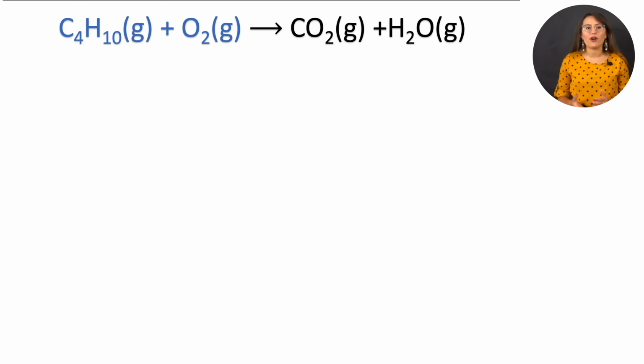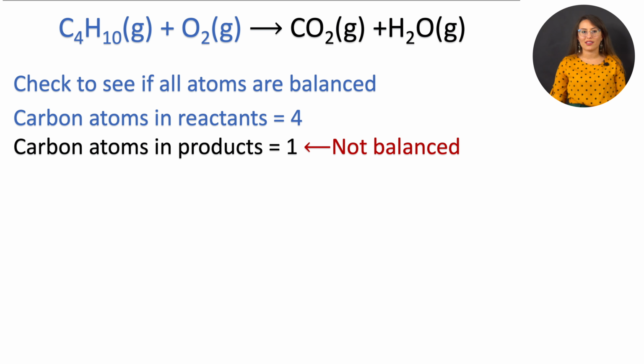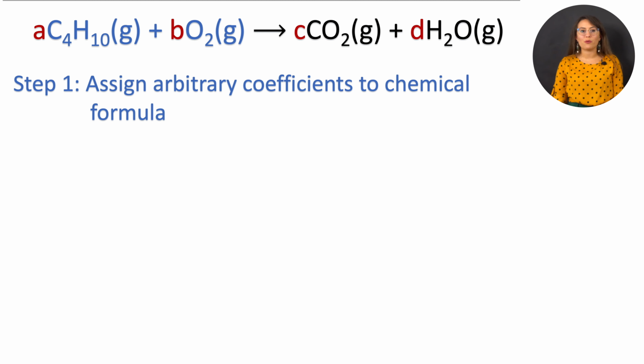Let's take, for example, the following combustion reaction: C4H10 gas reacts with oxygen gas to form CO2 gas and water. Well, right off the bat, we can see this reaction is not balanced because we have 4 carbons on the left and 1 on the right. This tells us we need to balance our equation. Step 1, we need to assign our variables starting with A and going down the alphabet.